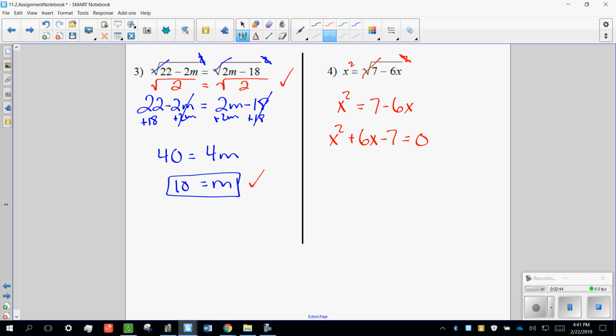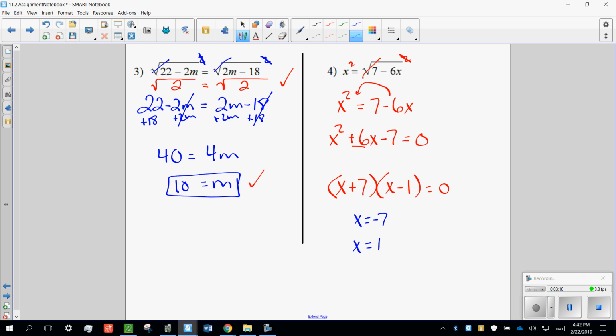Opposite side, opposite sign. That negative 6x, when we move it across the equal sign, is going to be a plus 6x. Then we'll factor it if we can, and since we can, let's factor. 7 times negative 1 is negative 7, and 7 minus 1 is 6. So our two answers that we're looking at here are x equals negative 7 and x equals 1.